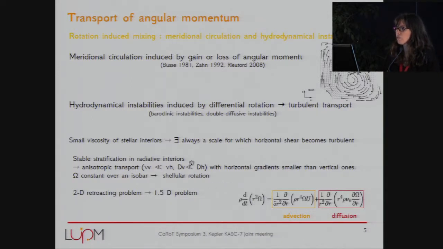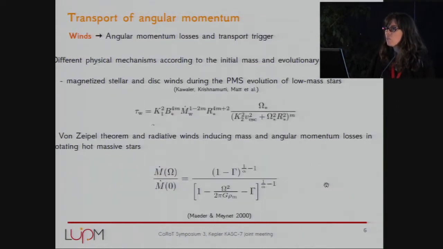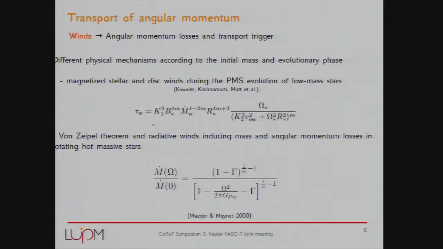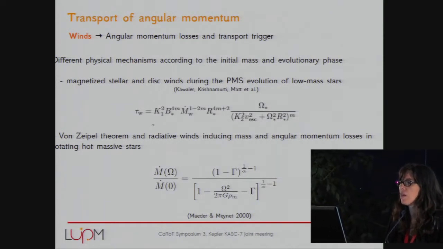This is the strongest hypothesis of this theory. But doing so, you go from a 2D or 3D problem, which is a retroacting problem, to a 1.5D problem, which you can actually reformulate in order to describe it as something that you can input in stellar evolution codes, which are only 1D, so which is what we are looking for. So this is one of the formalisms. Moving now to winds. The winds are quite important because the mass loss triggers angular momentum loss also and transport.